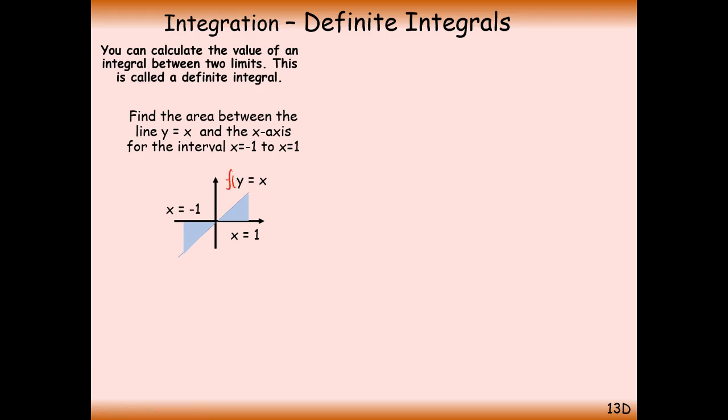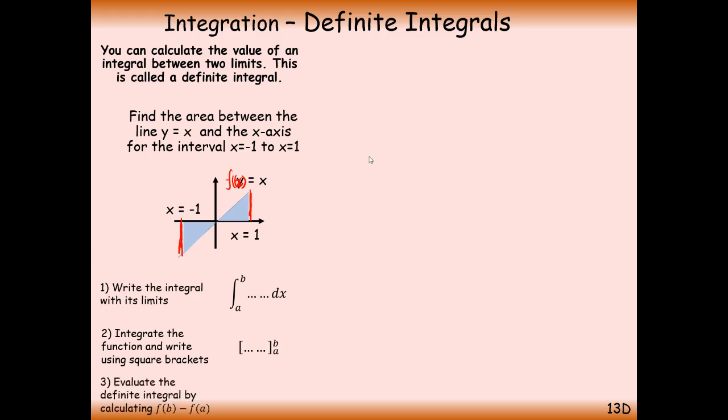So we could think of this as f of x here, and we want to find the area under the curve between x being plus 1 and minus 1. So we're going to integrate this expression x. So we are integrating x between minus 1 and plus 1. So let's see what happens.